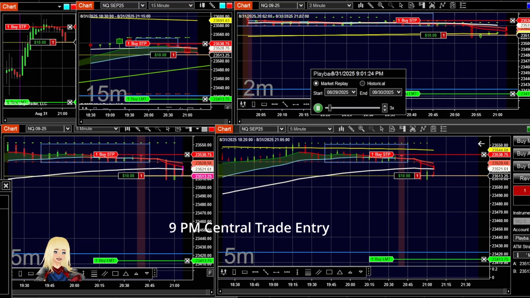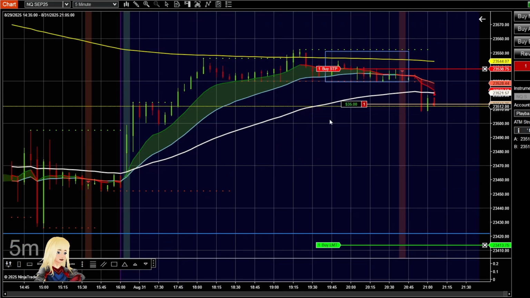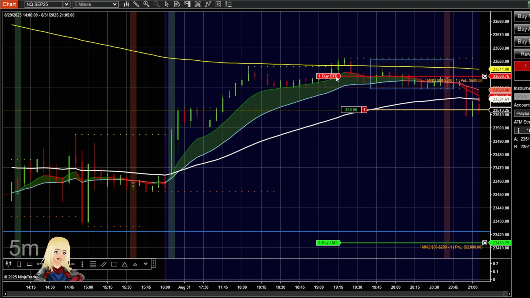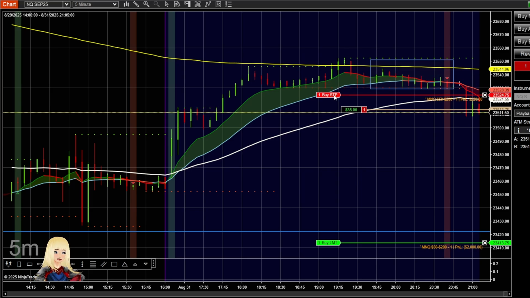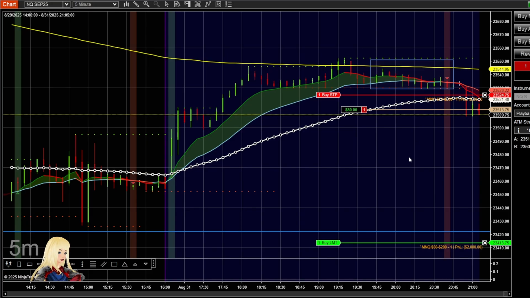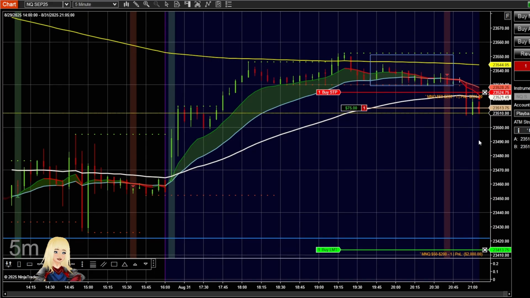Now we want to take a look at our buy stop and our profit target. We have a $500 stop loss, but I'm going to move it just up above the white 50 MA, because if it goes back up there, then there's no point in losing more money, hoping it'll go back down. So we're going to go just above there.